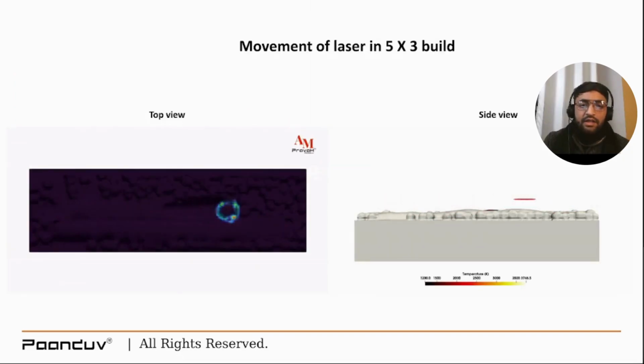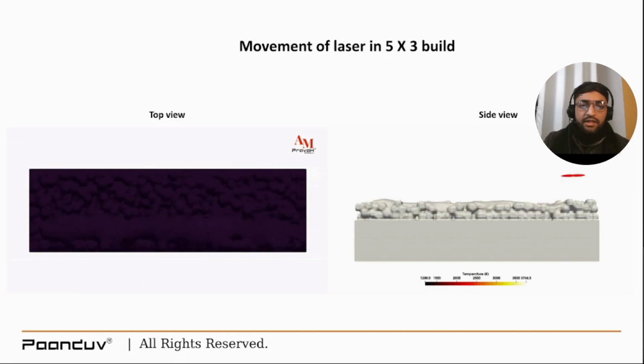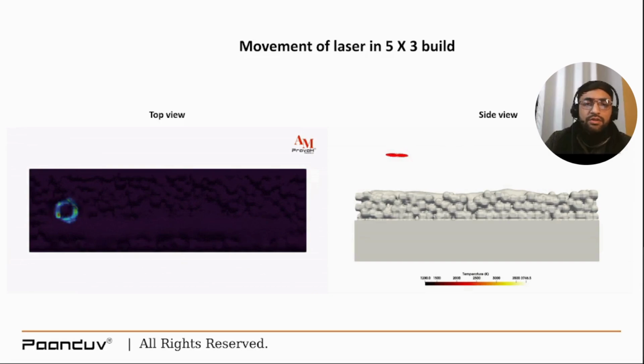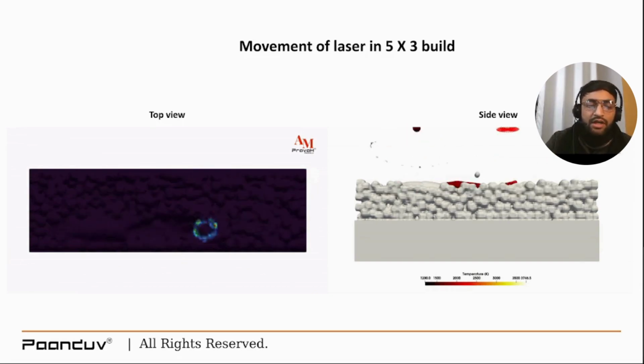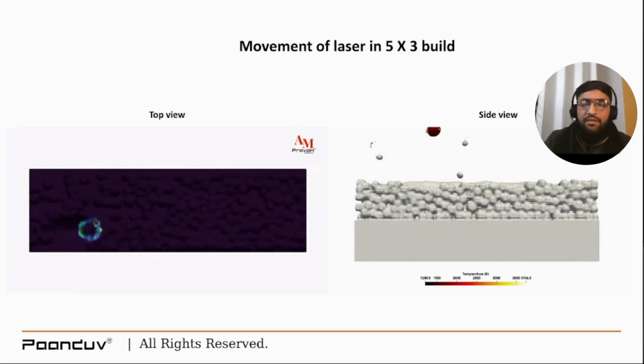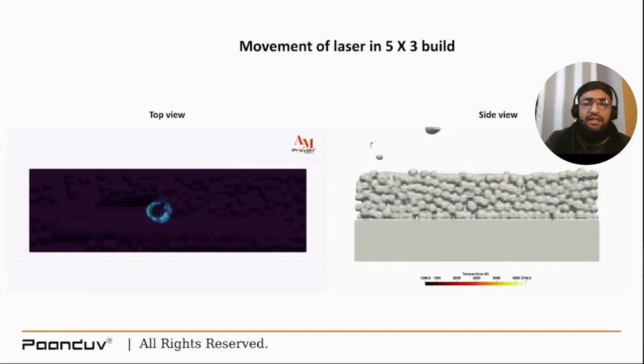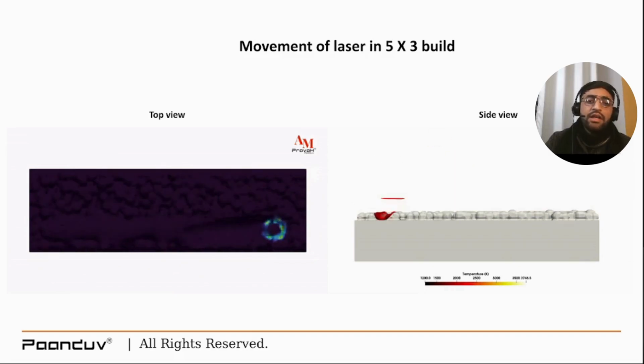Here we can see the laser movement across your 5 layers and 3 tracks. This scanning approach is critical because inter-track and inter-layer heat interactions strongly influence your melt pool stability. AM PravaH captures all these transient effects, enabling realistic evaluation of industrial LPBF conditions rather than isolated single track studies.